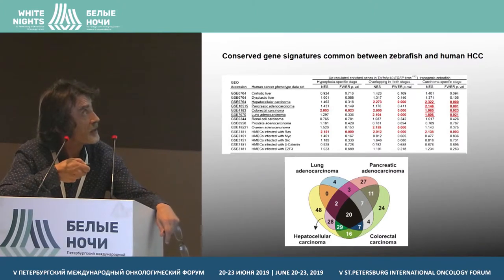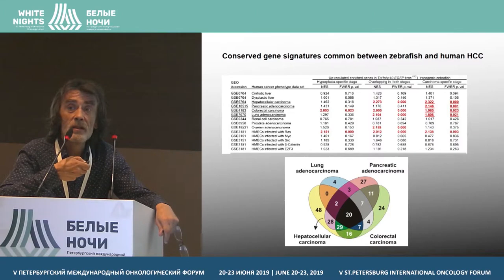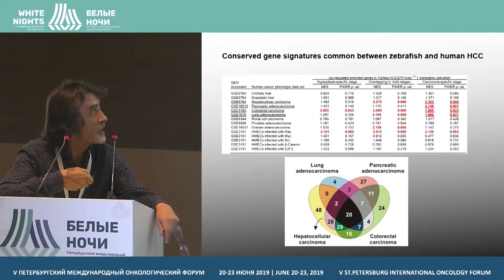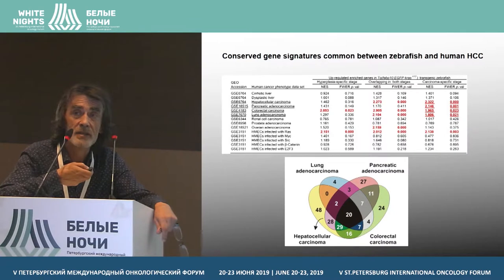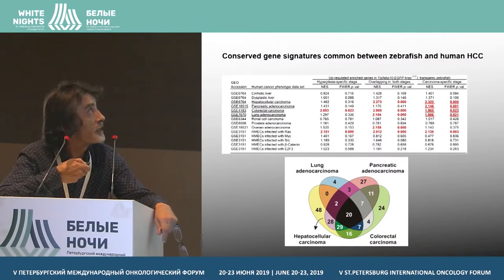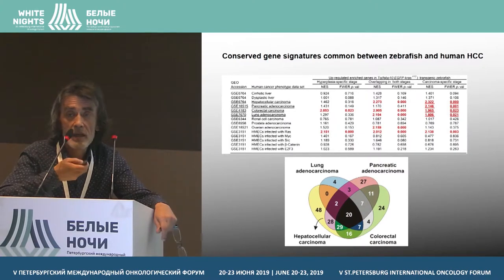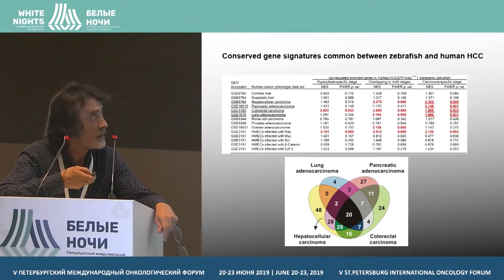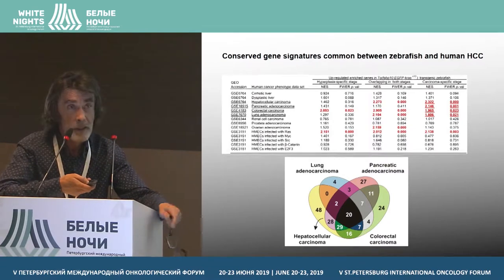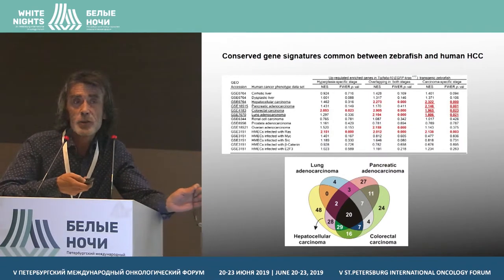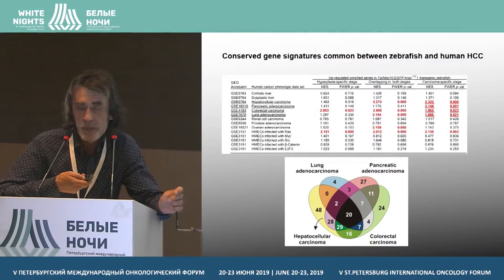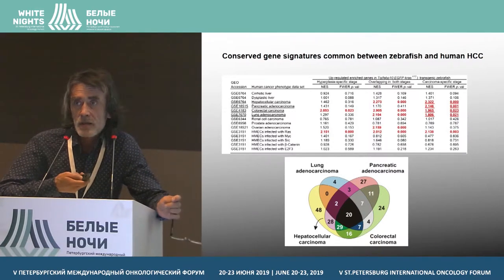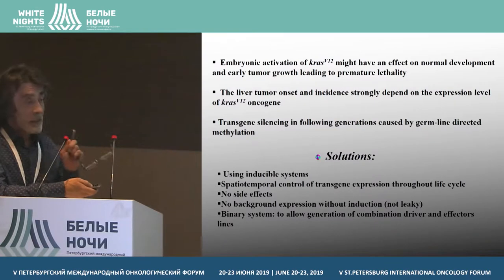hepatic tumors, it turns out that the use of a RAS oncogene also reflects other human tumors, and we found a great correlation of main genes which were activated, not just in hepatic tumors, but also in tumors whereby mostly mutations of activated KRAS are present. This model is not just a model which shows liver tumors, but it could be used by the same token for other models as well.